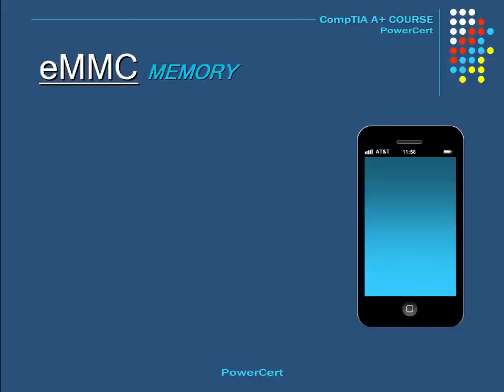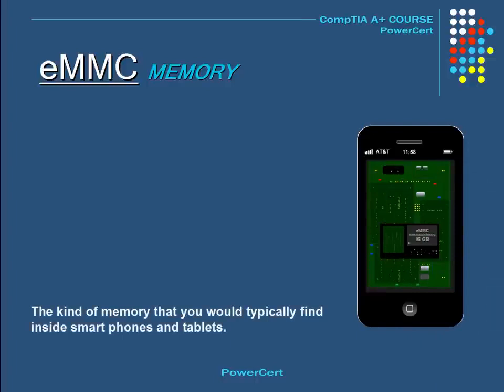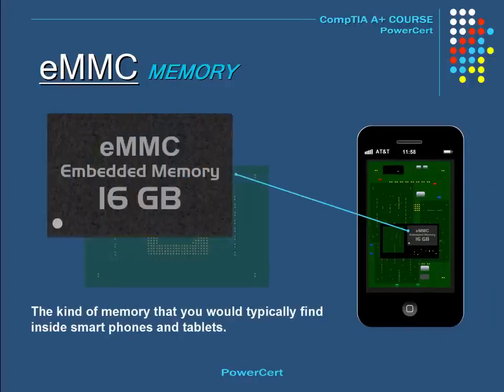The kind of memory that you would typically find inside smartphones and tablets is called eMMC. eMMC stands for Embedded Multimedia Controller. eMMC consists of putting flash memory and a flash memory controller into one package. So this is the tablet's or smartphone's internal or embedded memory and not the external storage like an SD card.